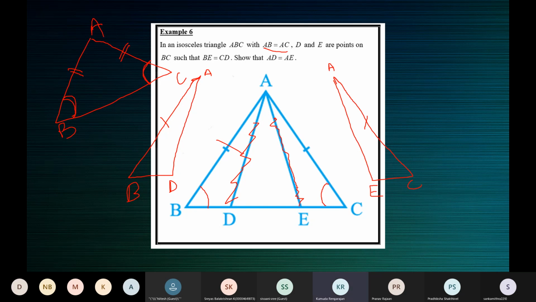Opposite to this side is this angle. And these are the two angles that are equal, which means angle B here is equal to angle C here. Because this angle is a part of ABD, and this angle is a part of AEC. So like this, we have another equality: angle B is equal to angle C.